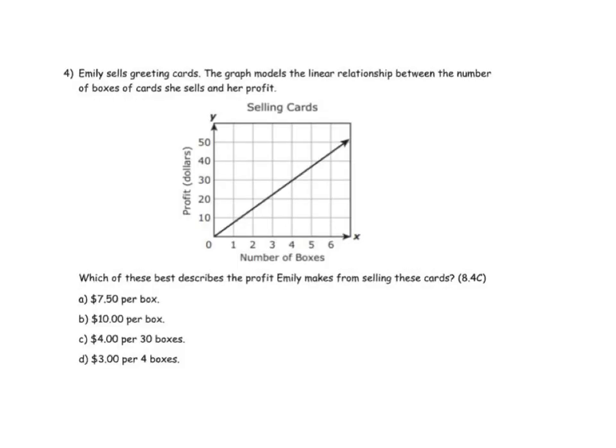Number 4. Emily sells greeting cards. The graph models the linear relationship between the number of boxes of cards she sells and her profit. Which of these best describes the profit Emily will make from selling these cards? A. $7.50 per box. B. $10 per box. C. $4 per 30 boxes. D. $3 per 4 boxes.